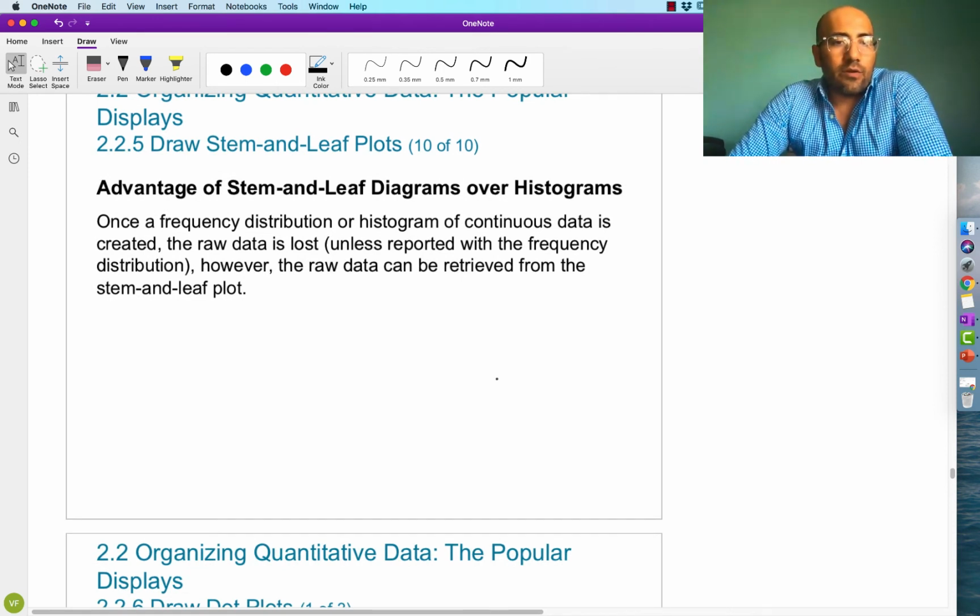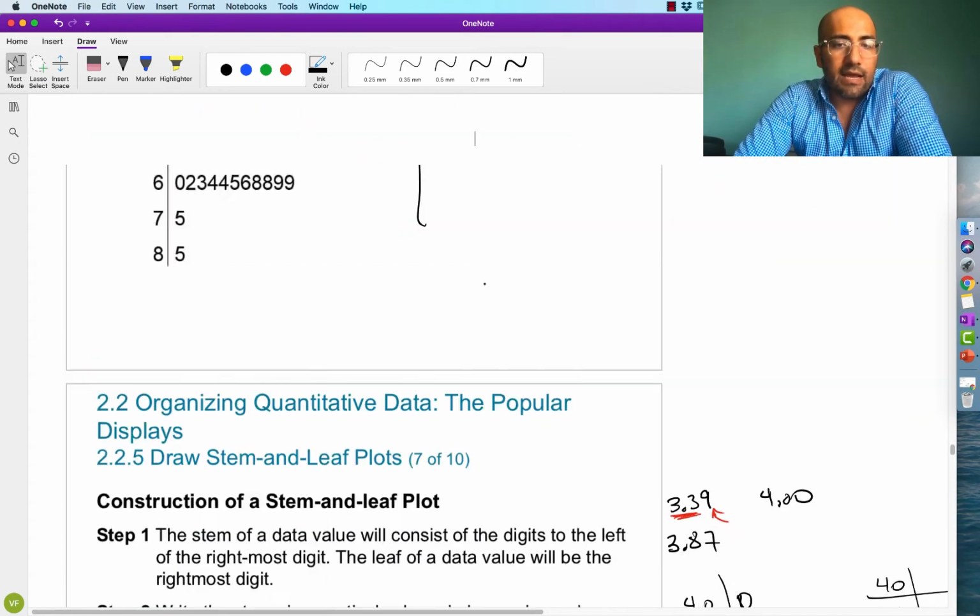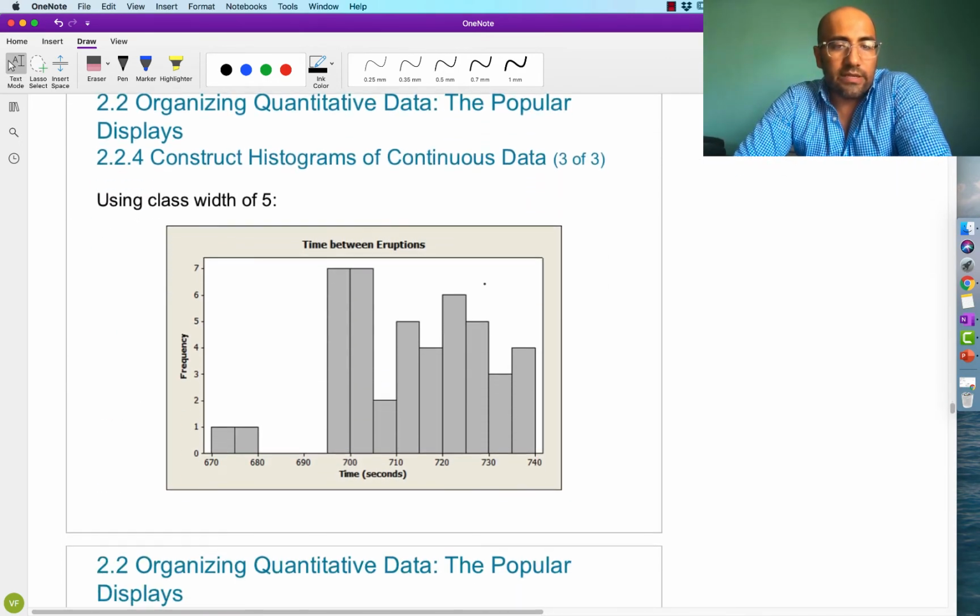Advantage of the stem and leaf display over the histogram. Once a frequency distribution or histogram of continuous data is created, the raw data is lost unless reported with a frequency distribution. However, the raw data can be retrieved from a stem and leaf display, right? So once we create our histogram, let's go back to one of these things. Here's a histogram. I display it. I present it to someone. The original data, we're unable to retrieve it from here. I can see that there was one value in this class, but it's hard to know exactly what that number was, right? I can see that there was about 7 values that were in this class, but again, it's hard to see exactly what the original data is.